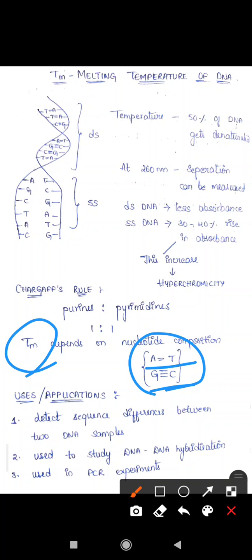So what are the uses or applications of melting temperature of DNA? It is used to detect sequence differences between two DNA samples. Means if two DNA samples were compared, it is used to detect the sequence differences between them. It is also used to study DNA hybridization, and it is also used in PCR experiments.